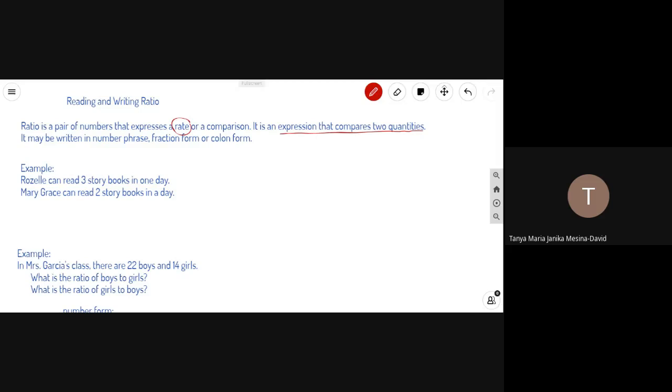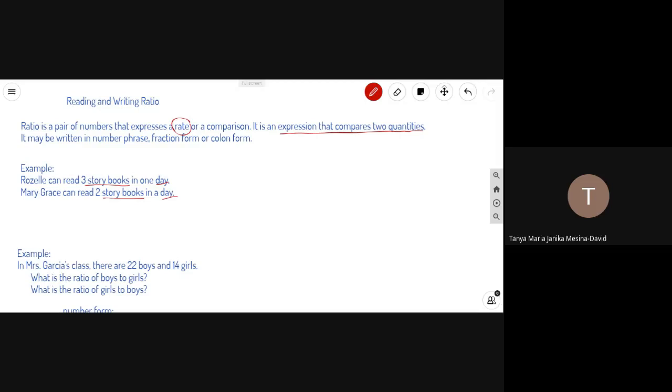Roselle can read three storybooks in one day. Mary Grace can read two storybooks in a day. If you look at this example, there are two quantities that are being described or compared here. First is the storybooks, and the other one is day. Storybooks and day are being compared in terms of how fast Roselle can read. Next, in the example, Mary Grace can read two storybooks in a day. It's still the same quantities that are being described. We have here the storybooks, we have here day.